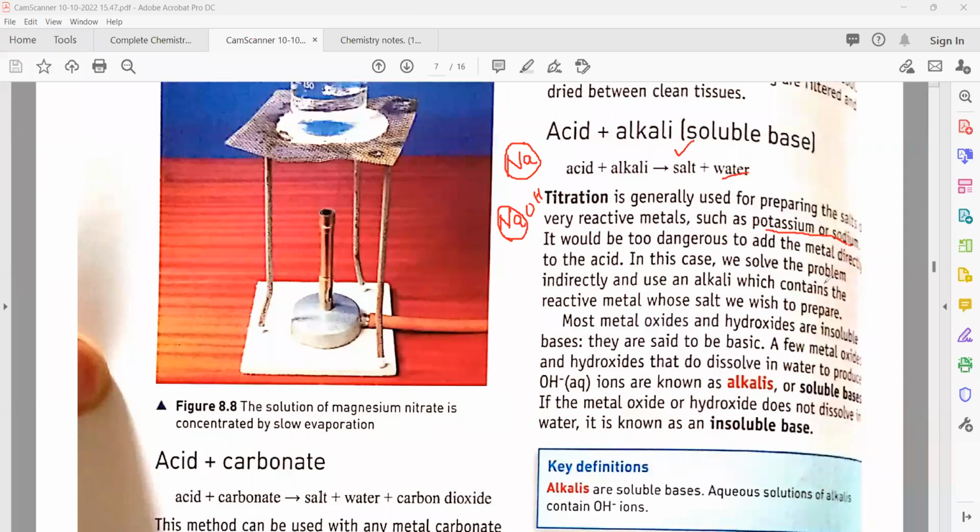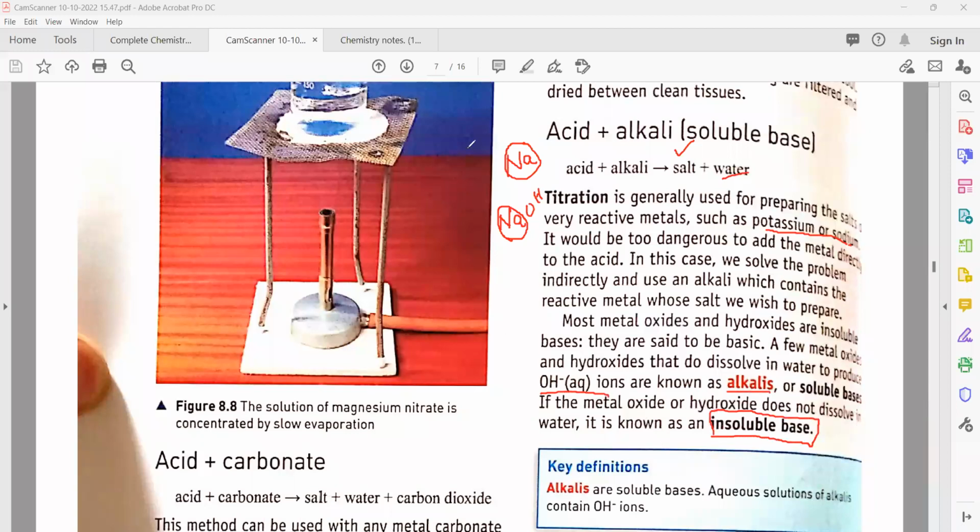In this case, we solve the problem indirectly by using an alkali which contains the reactive metal whose salt we wish to prepare. Most metal oxides and hydroxides are insoluble bases. They are said to be basic. A few metal oxides and hydroxides do dissolve in water to produce OH negative ions and are known as alkalis, or soluble bases. If the metal oxide or hydroxide does not dissolve in water, it is known as an insoluble base.